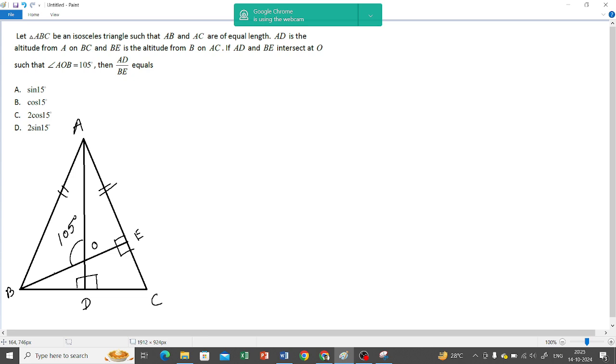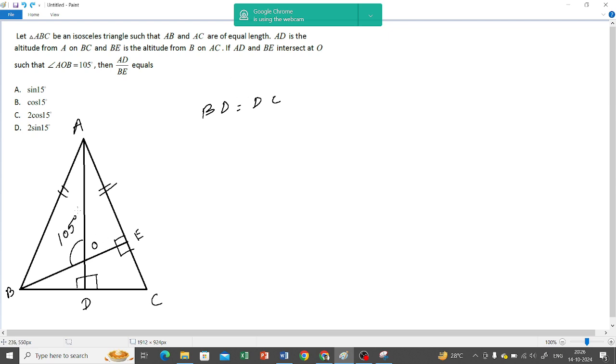Now see, this is an isosceles triangle, and we have done the properties of an isosceles triangle: in an isosceles triangle, the altitude is the median. So AD is a median, and in that case BD is equal to DC. And BE is a median, so AE is equal to EC. Oh no, sorry, the last one is not correct.